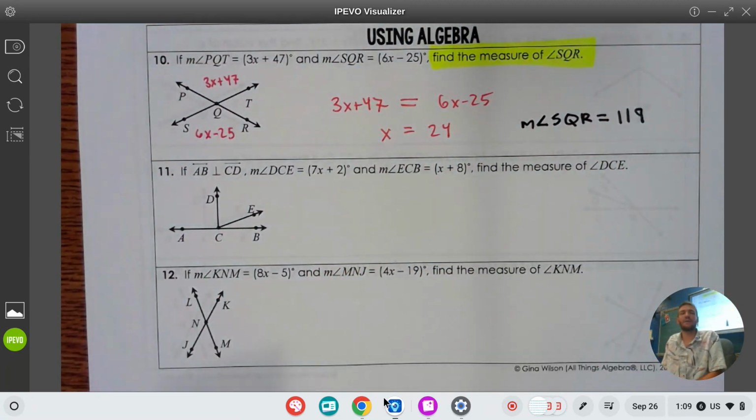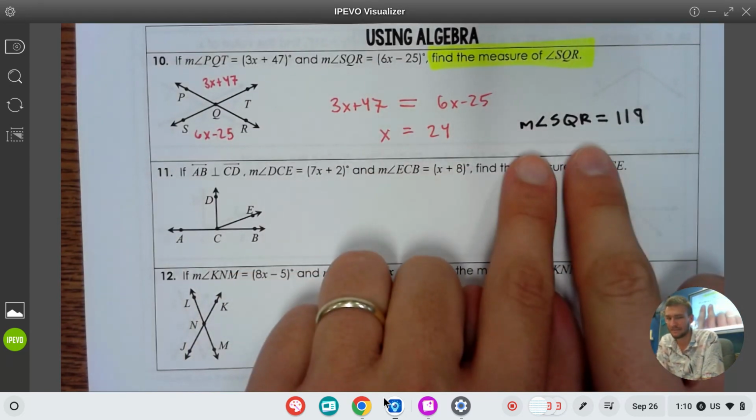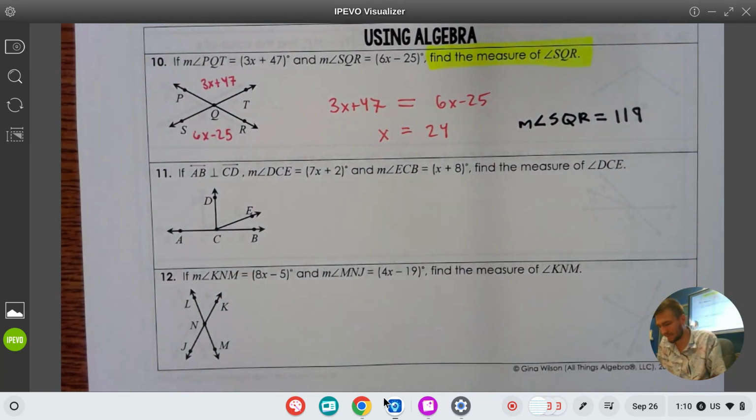Let's talk about angles that don't make any sense. If we get that the measure of angle SQR is 312, does that sound right? No. If we get that the measure of angle SQR is -8, is that right? No. So x could be negative, but the measure of the angle better not be. Okay? All right, let's do one more question, then we'll have lunch.